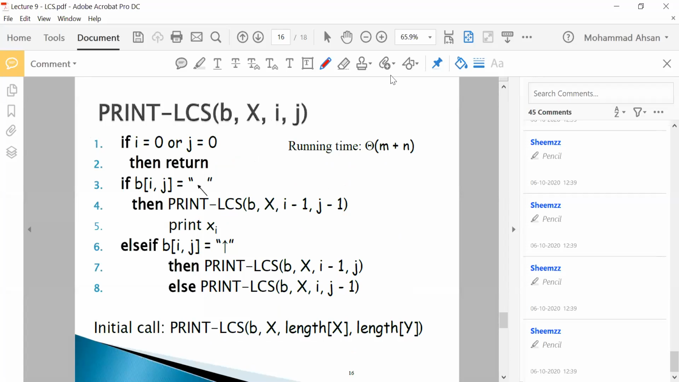Okay. So the running time of this print is m plus n. It is not m into n, so it's obviously less than m cross n. Why is it m plus n? Because you are calling a recursive function, and we are doing i minus 1, j minus 1, so it is going through the entire length of x and or y. So it will be m plus n.